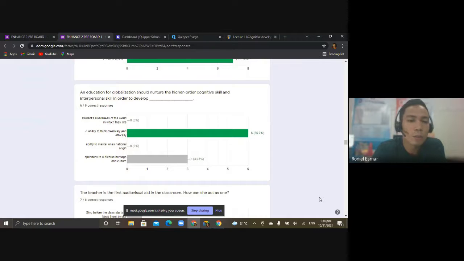Next, an education for globalization should nurture the higher order cognitive skill and interpersonal skill in order to develop what? Students' awareness of the world in which they live. Take note, we are pertaining to higher order cognitive skill and interpersonal skill. Which among the choices highlights higher order thinking skill or cognitive skill? Option number three, ability to master one's national origin. If we are able to master our origin as Filipino people, will we be able to know how to critically think, how to make use of the higher order cognitive skills?